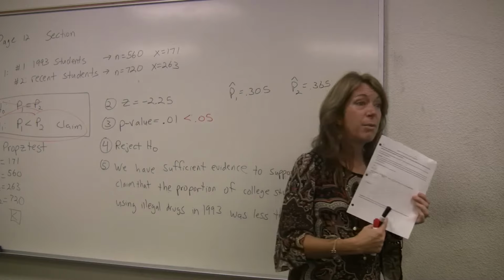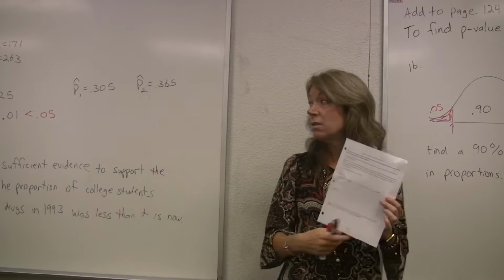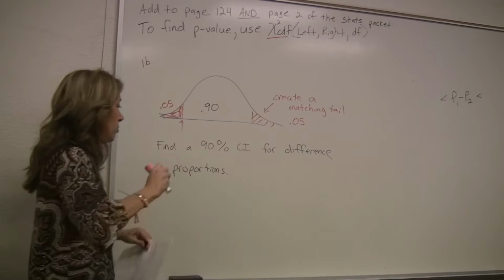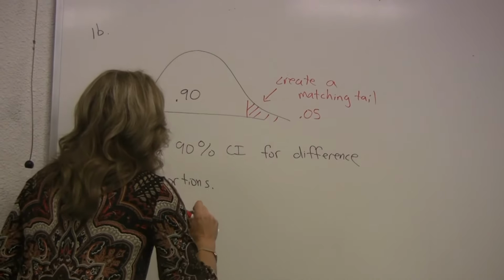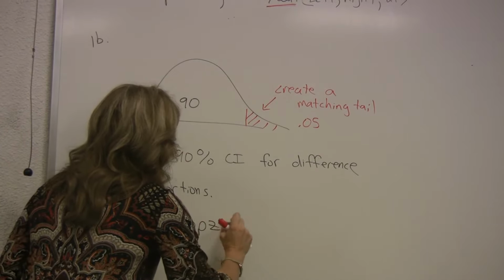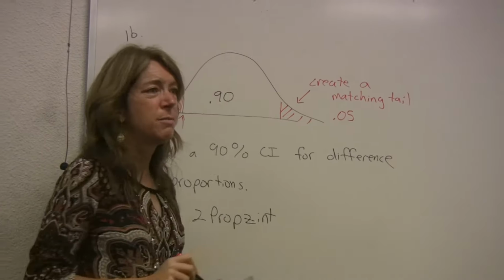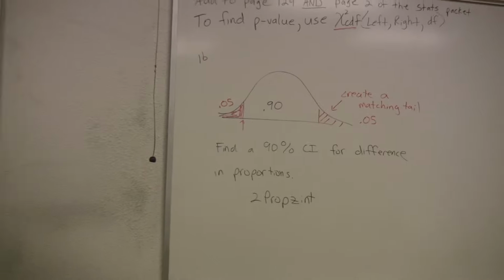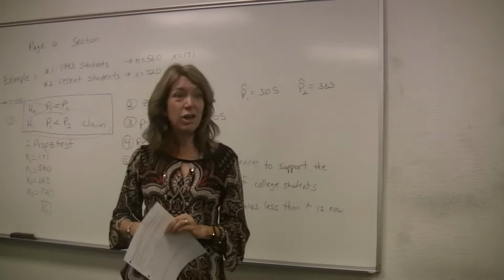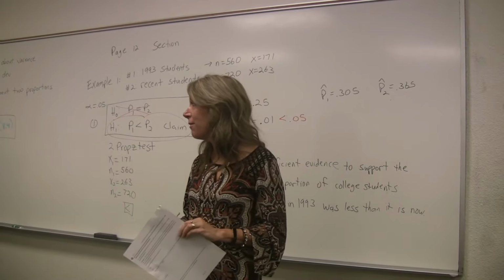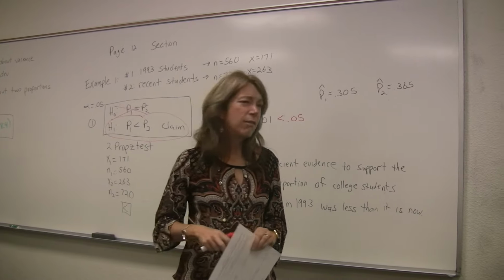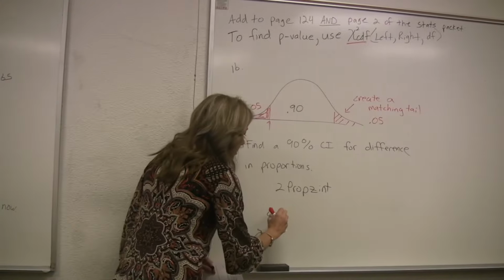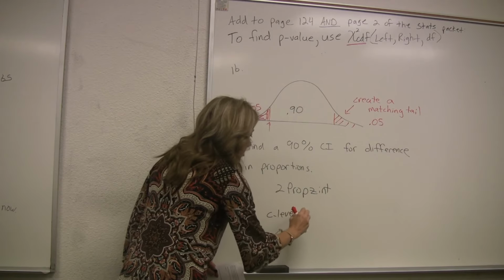See where it says int at the very bottom of the page? So this was testing a claim, now we're doing an interval. So we're going to go in and do 2-prop z int. And here's the really good news: your calculator is so darn smart, it's just hanging on to the information you already typed in a minute ago. Aren't your x1 and your n1 all in there already? So what's the only thing you have to add? The confidence level has to be 0.90.